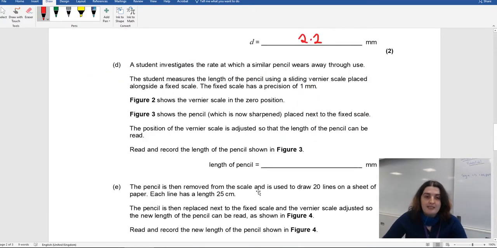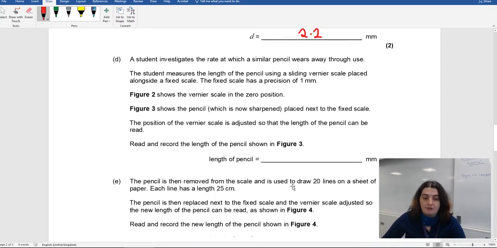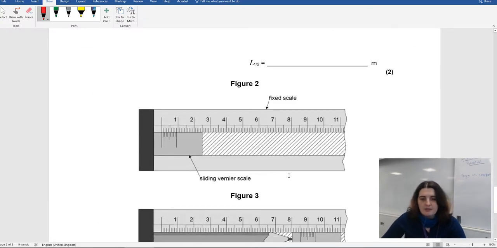A student investigates a rate at which a similar pencil wears through during use. The student measures the pencil along a Vernier scale. Figure 2 shows it in the 0 position. Figure 3 shows the pencil, which is now sharpened, is placed. Read and record the pencil as shown in figure 3. So these are my figures here.